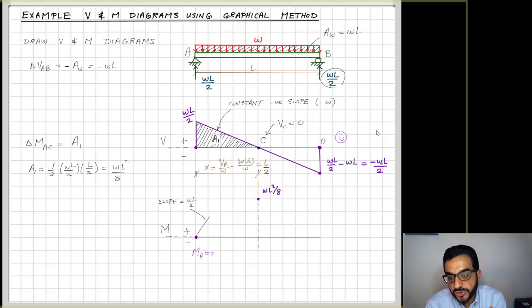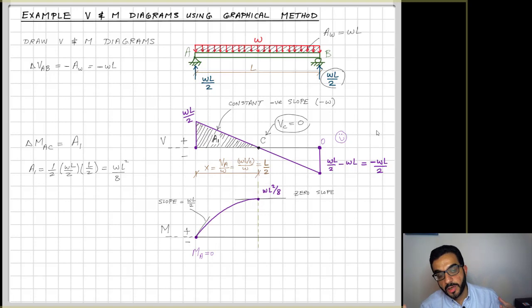Now, how to connect between these 2 points? I know that the initial slope is WL/2, but also I know that the end slope is 0 slope. And now I can visualize my parabolic shape here: you have a high slope at point A, and then the slope decreases until it hits a 0 slope. So that makes sense now.